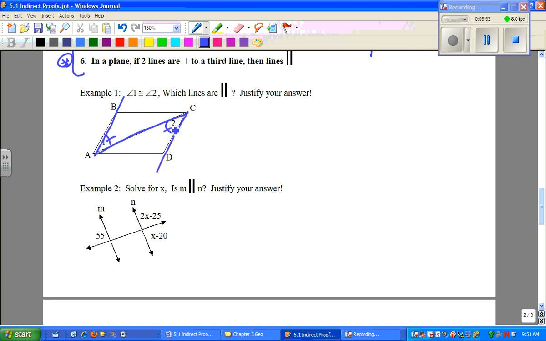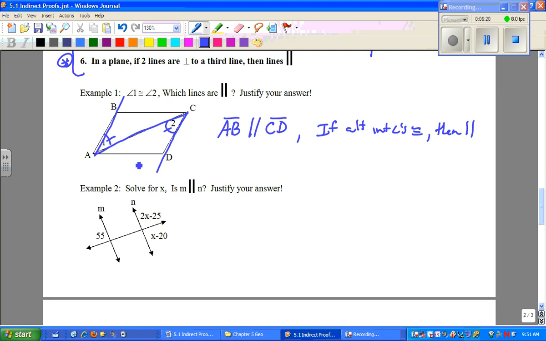So if these two angles are congruent to each other, look at them. What kind of angles are they? They're alternating, and they're in between the parallel lines. So these are alternating interior angles. So that means AB has to be parallel to CD. And the reason for that is if alt interior angles congruent, then parallel lines.